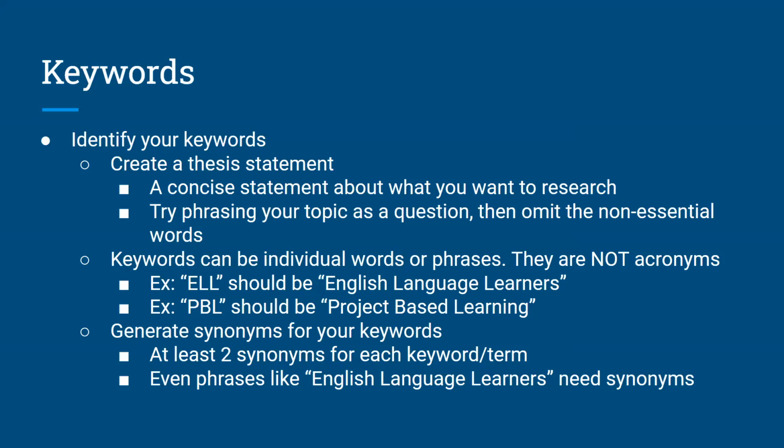For example, if you wanted to research something related to English language learners, you'd want to use the phrase English language learners rather than ELL. Or if you were doing project-based learning, you'd want to use project-based learning rather than PBL. And then it can also be helpful to generate some synonyms for your keywords, even if they're phrases. I like to try to get at least 2 synonyms for each of the different keywords or terms, even for my phrases, such as those English language learners. You can try and find different variations on that wording that will help bring back more results and more varied results of some of the different terms that different researchers have used.